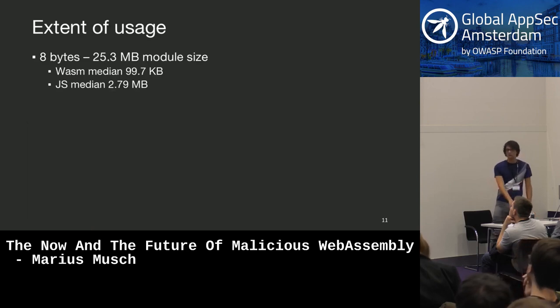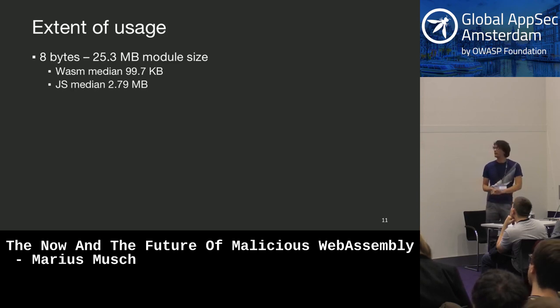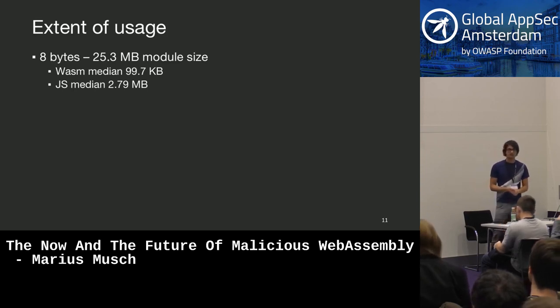Then how much are they using it? So the question is, you could have a WebAssembly module in your page, but is it an important part of the page, or just a random thing that you don't really need? That's hard to investigate without looking at each individual site manually. But I did some quick measurements, and the smallest module was only 8 bytes, which might already give you a guess about how important that might be.